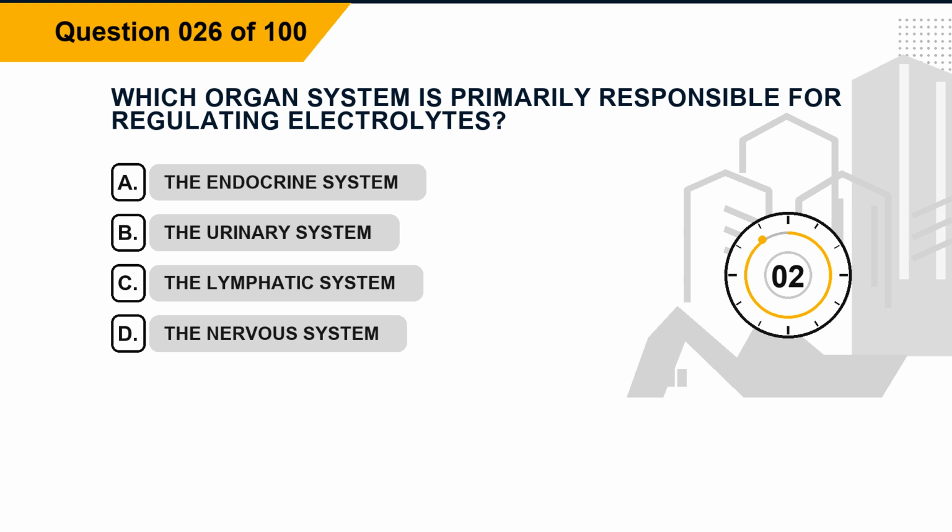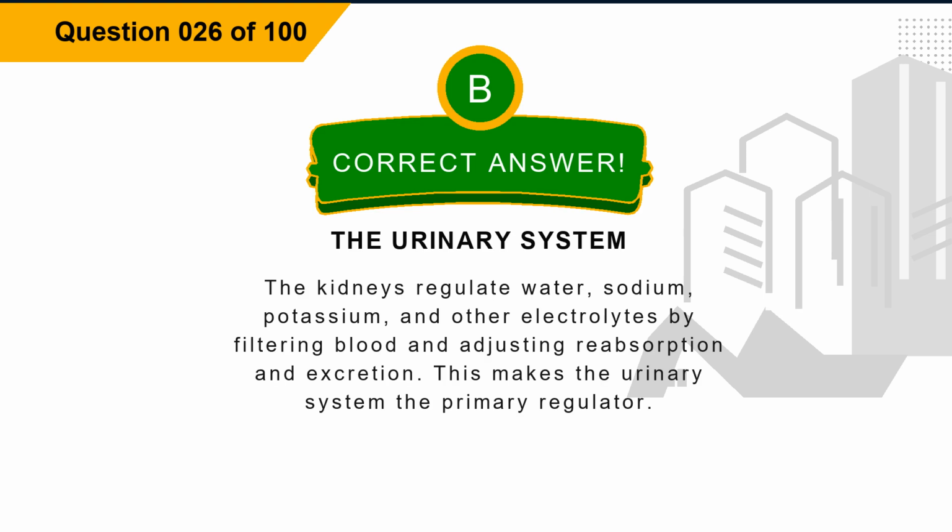Option D, the nervous system. The correct answer is option B, the urinary system. Explanation: the kidneys regulate water, sodium, potassium, and other electrolytes by filtering blood and adjusting reabsorption and excretion. This makes the urinary system the primary regulator.